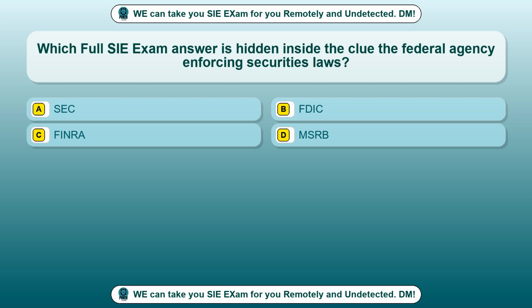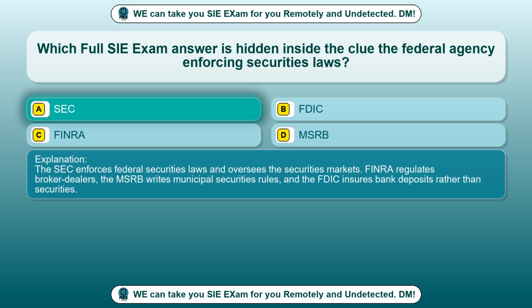Question 73. Which full SIE exam answer is hidden inside the clue the federal agency enforcing securities laws? Option A, SEC. Option B, FDIC. Option C, FINRA. Option D, MSRB. The correct answer is option A, SEC. The SEC enforces federal securities laws and oversees the securities markets. FINRA regulates broker-dealers, the MSRB writes municipal securities rules, and the FDIC ensures bank deposits rather than securities.